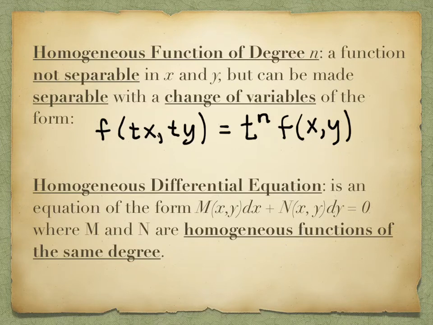And by definition, then, a homogeneous differential equation is an equation of the form m of xy times dx plus n of xy times dy equals 0, where m and n are homogeneous functions of the same degree. And the degree part is this degree up here in this exponent. Okay, so this one right here, if I were dealing with this, I would call this a homogeneous function. It would have degree n. Okay, so whatever the exponent is that is able to be pulled out of the f of xy function, after I do this, that would be the degree of my function.